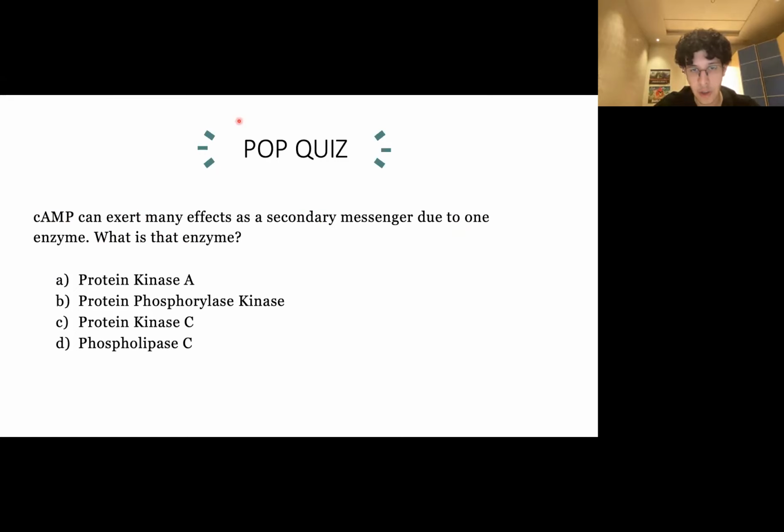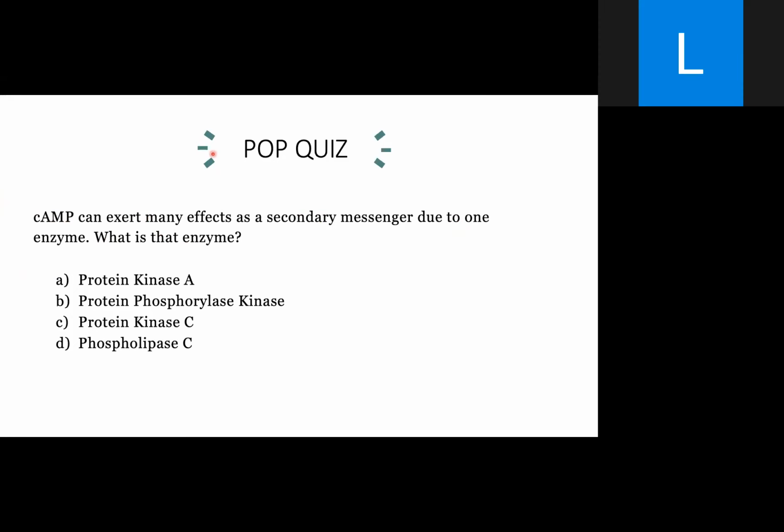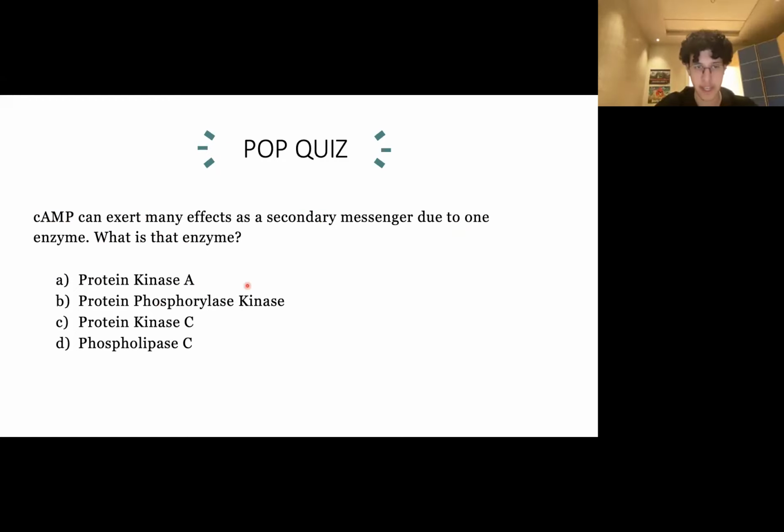So I'm seeing a mix between A and D. Someone said B, A. Okay, so the correct answer is A, protein kinase A. Let's look at the options. Protein kinase C and phospholipase C have nothing to do with cyclic AMP. So C and D are wrong.